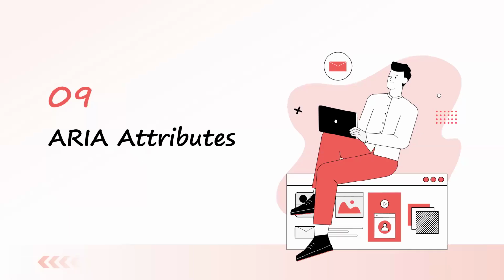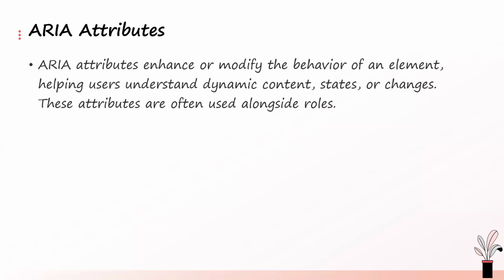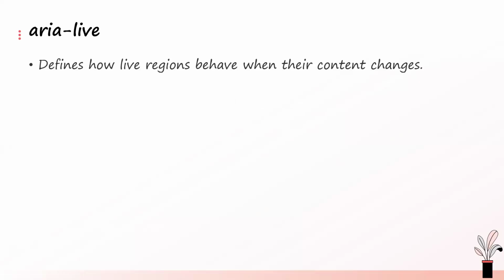So we take a look at some ARIA attributes. Okay, sorry for my pronunciation. ARIA, whatever you can call it. ARIA attributes enhance or modify the behavior of an element, helping users to understand dynamic content states or changes. Now, these attributes are often used alongside roles. All right. So when you say aria-live, it defines how live regions behave when their content changes. So you have content that changes, that updates automatically, periodically. So you give it the role of what? Alert or status, depending on how important or how time sensitive it is.